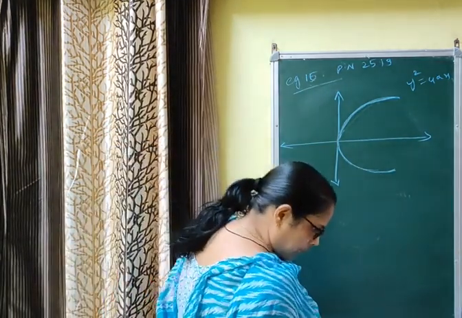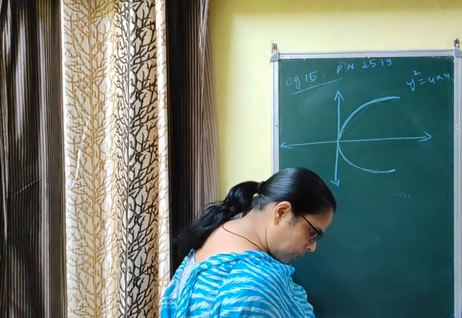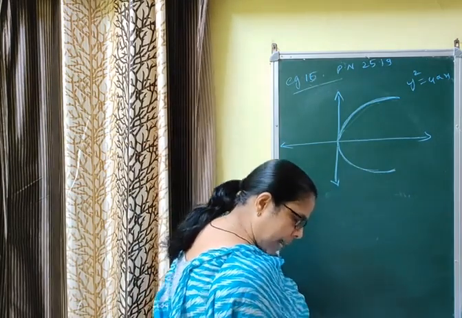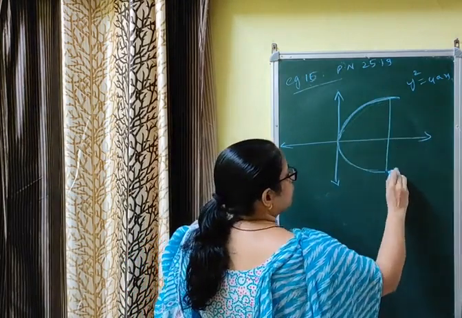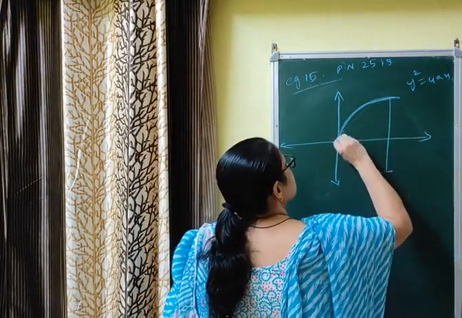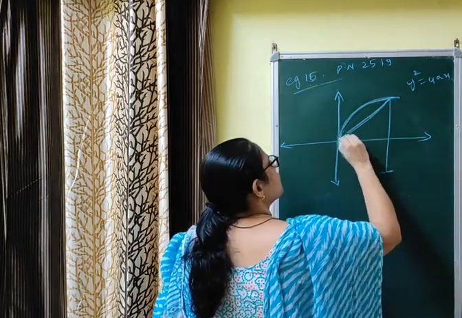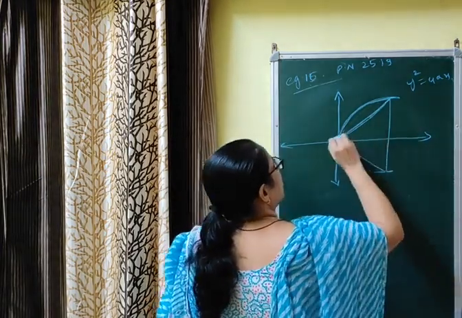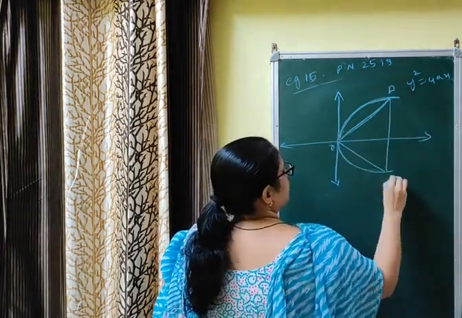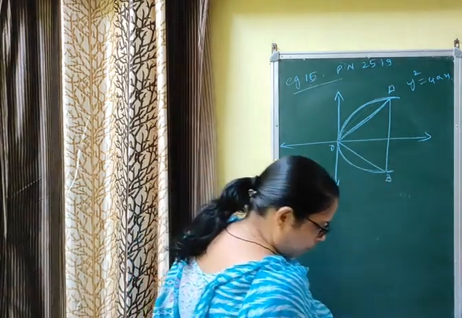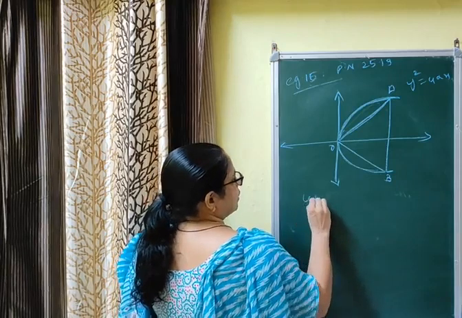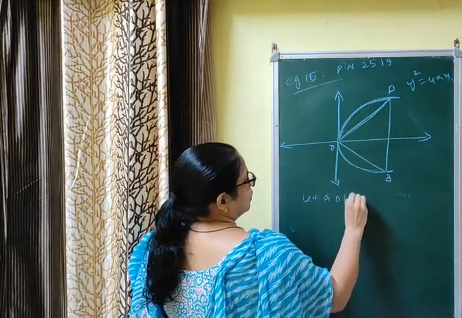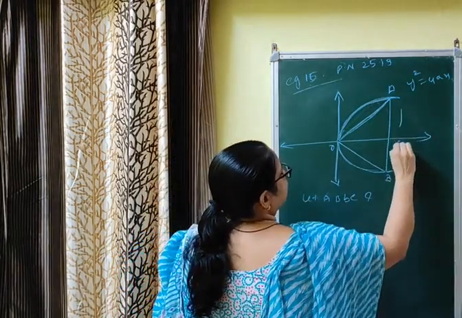You are given that the equilateral triangle is inscribed in this parabola. Let me draw the equilateral triangle. Let AOB be the equilateral triangle inscribed in the parabola y square equal to 4x, with side length AB equal to L.